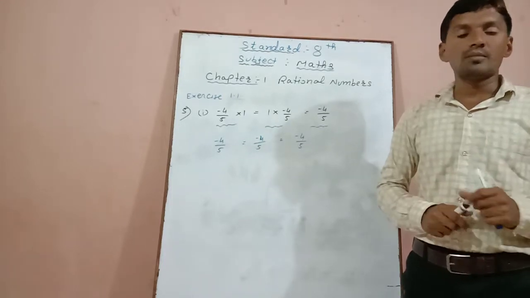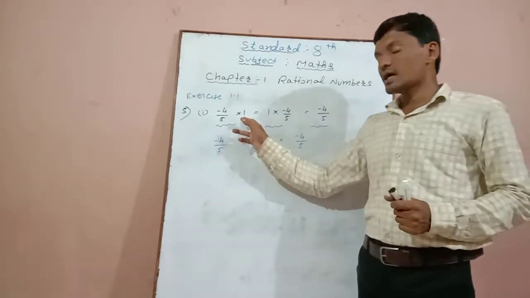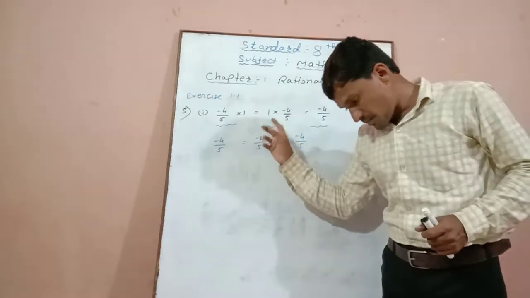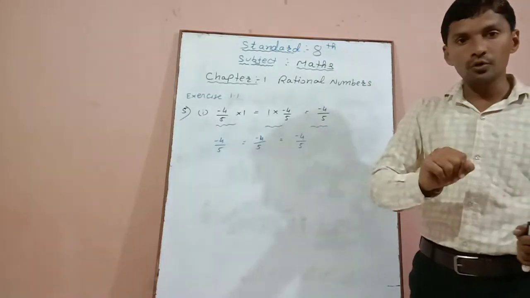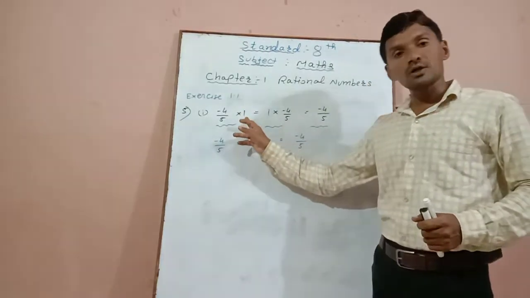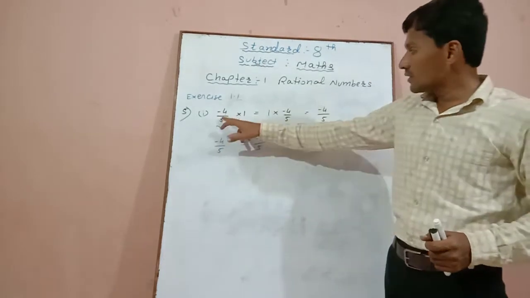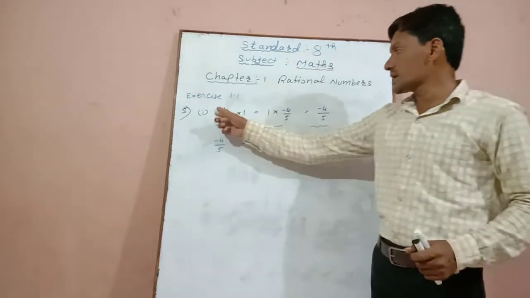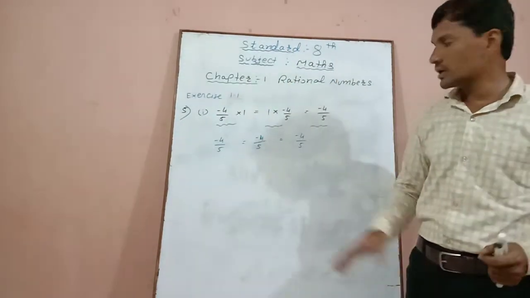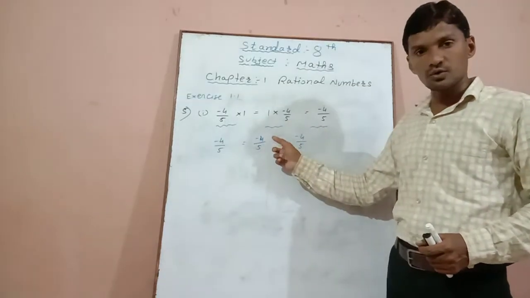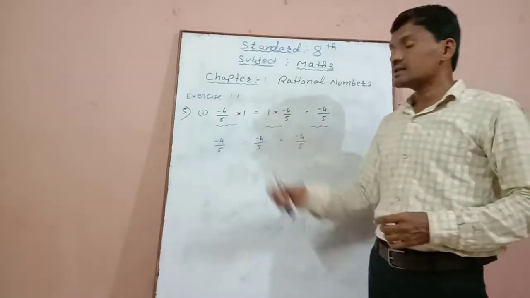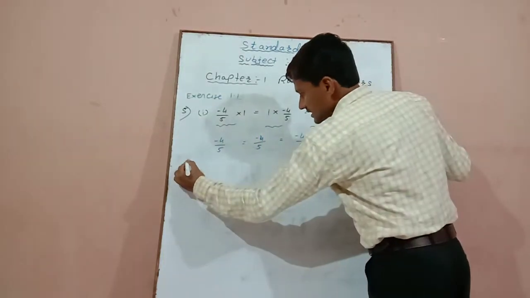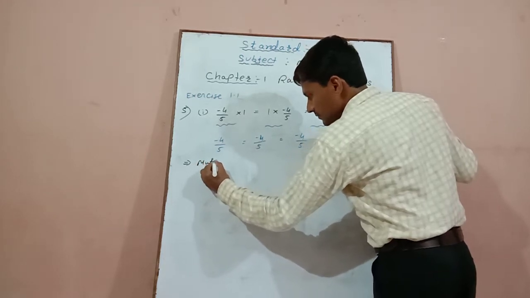That means in a multiplication, if there is a multiplication by 1 with any number, then the answer will be the same. So we can say that it is a multiplicative property, the property of multiplication by 1, because when we multiply 1 with any number, the answer will be the same, like minus 4 by 5 or any other number. Here also 1 into minus 4 means minus 4. So we can say that here it is the multiplicative property of 1. So the answer is multiplicative property.